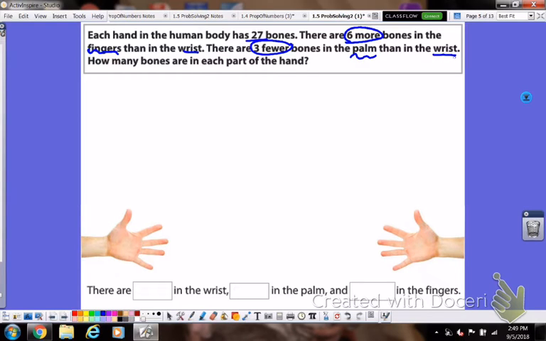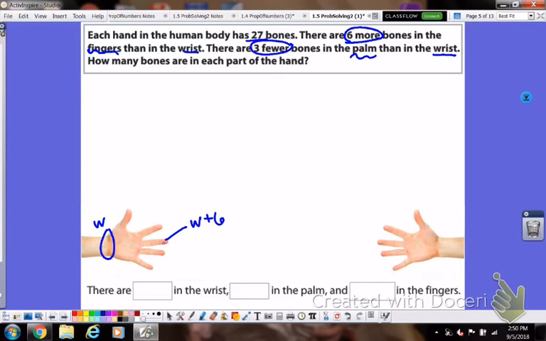Now notice everything goes back to the wrist. So we're going to use a drawing to start off. We have our palm here. So like I said, everything goes back to the wrist. So we're going to label that as W. Now we know that there are 6 more in the fingers. So how could we relate our fingers to our wrist? Well, if wrist is W, 6 more means plus 6. So our fingers are W plus 6.